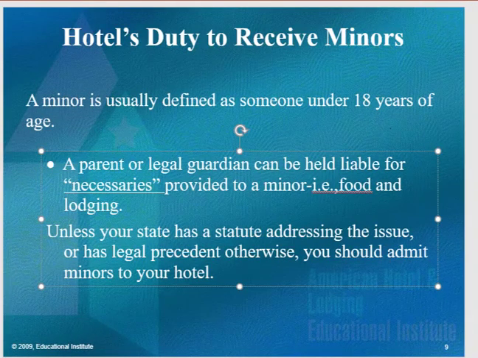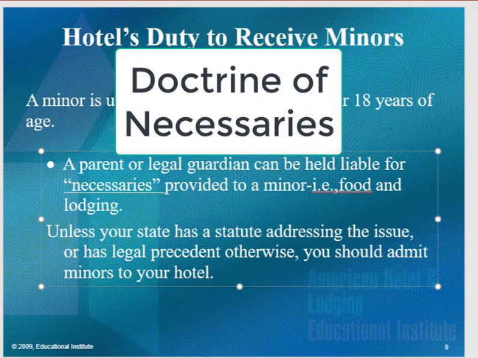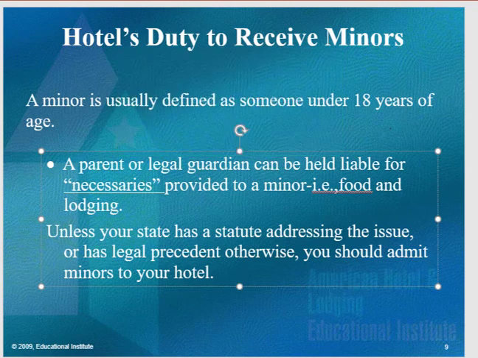Now, there is a very limited exception to this rule, which probably won't apply in most situations. But in some situations, under the doctrine of necessaries, a parent or legal guardian can be held liable for necessaries provided to a minor, that is, food and lodging and things like that. I said this is a very narrow exception because it must be that the necessaries are not available somewhere else. So if there is food somewhere else, if there is a room at home for the child, then it is not necessary for the child to live at the hotel. And so you can see how that can be a very narrow exception. Another very narrow and uncommon exception would be where the minor is legally emancipated from the parents and therefore responsible for their own necessaries.